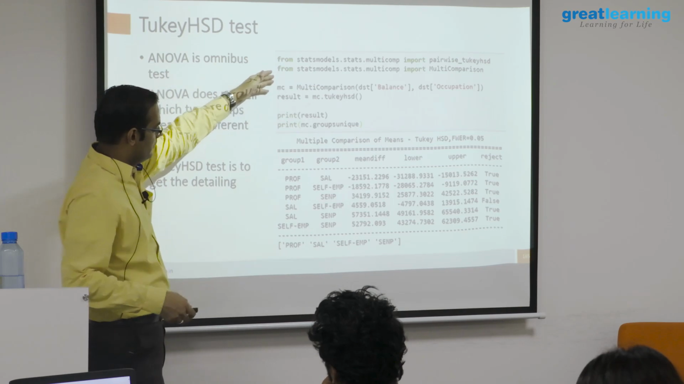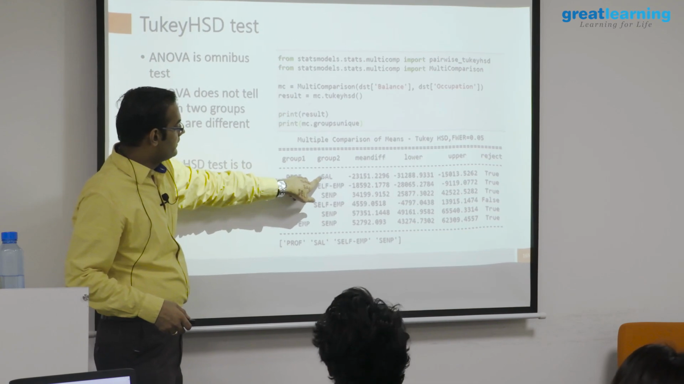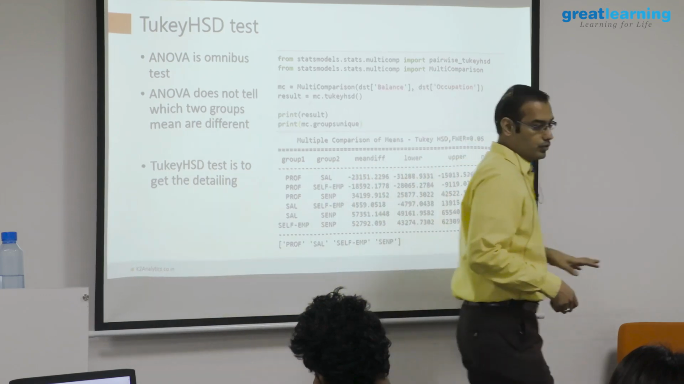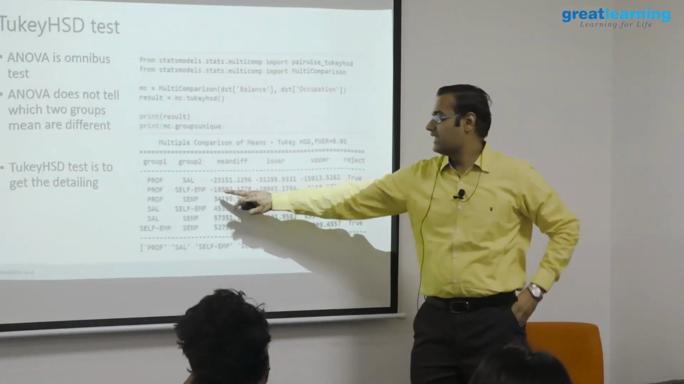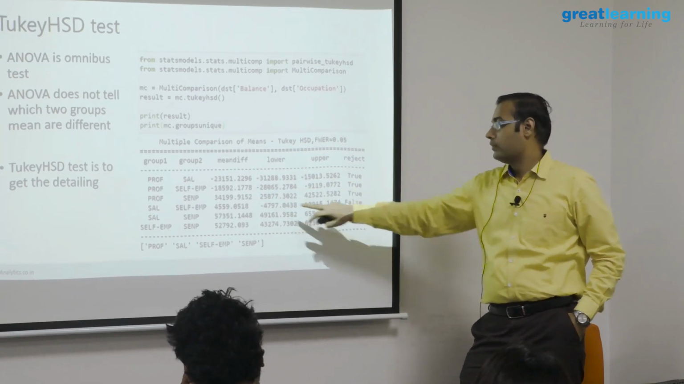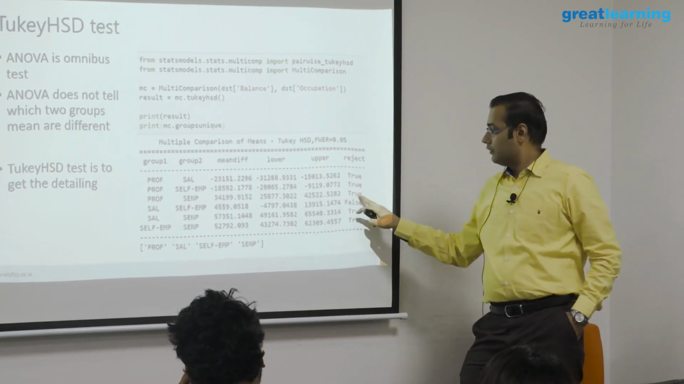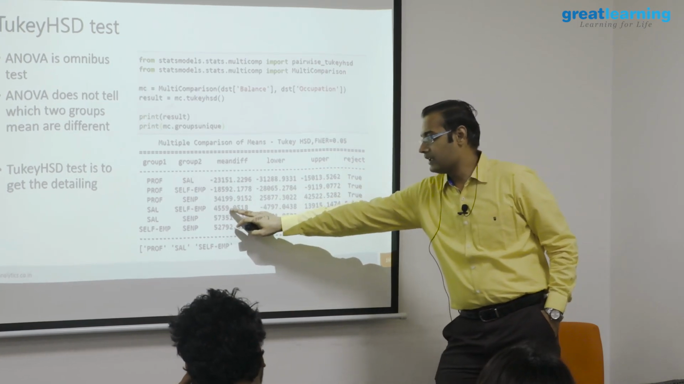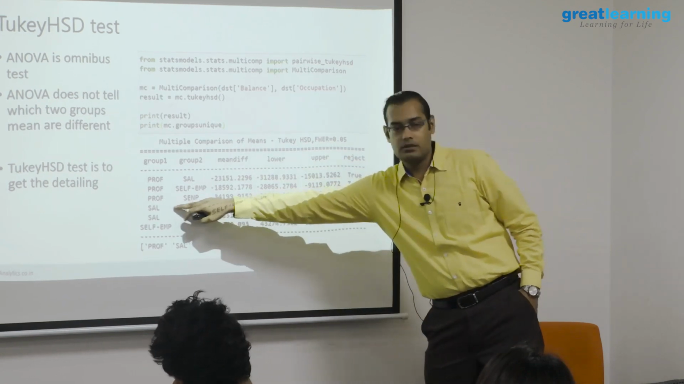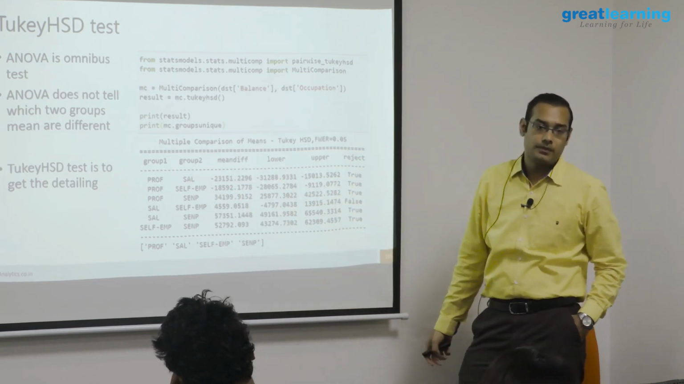The syntax is all given up. Professional is one group, it is comparing the data with salaried. So here reject null true. Professional, self-employed, the difference is this much. This is the difference in the mean. Reject null true. This is the difference in the mean between professional and self-employed non-professional. Reject null true. Salaried, self-employed, the difference is very small. Reject null false. So basically these two groups are same.